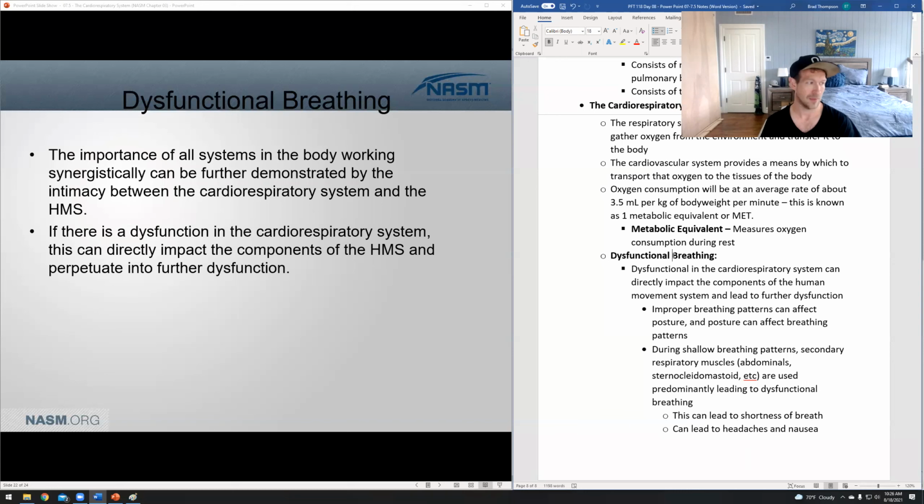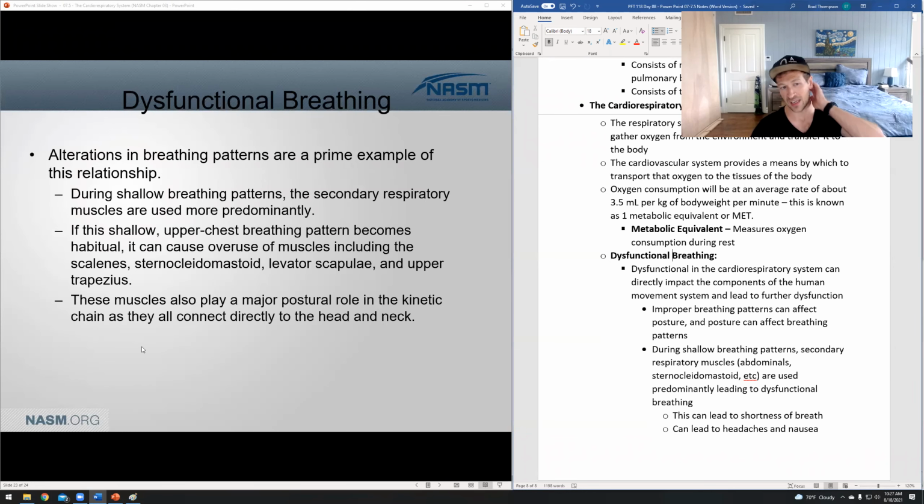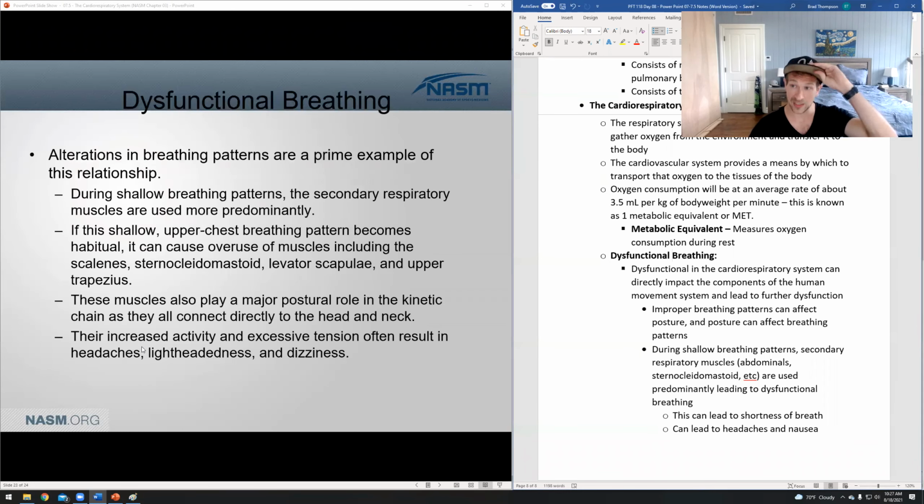So my body's going to go, man, we need oxygen. So it's going to start using secondary respiratory muscles. And those secondary respiratory muscles, like I said, are often also postural muscles. So then it gets even worse. My posture starts to get even worse, right? This is why we see dysfunctional breathing patterns, right? So improper breathing patterns can affect your posture. Posture can affect your breathing patterns. Function follows form, form follows function. It kind of goes back and forth, right?